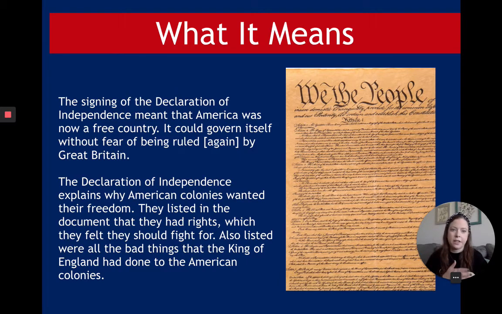It's very clear: this is what's happening, this is what the king's doing, and we want to be free for these reasons. They listed in the document that they had rights which they felt they should fight for. Also listed were all the bad things that King George of England had done to the American colonies. And we called those, boys and girls, in one of my last videos, I told you guys, complaints, grievances, all the things they have wrong with King George.